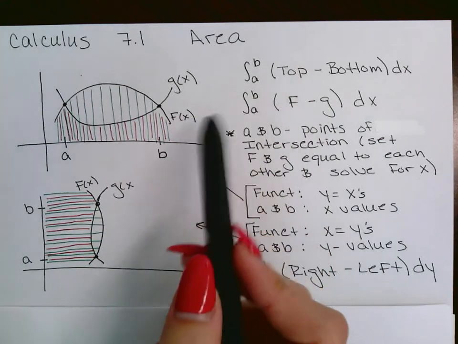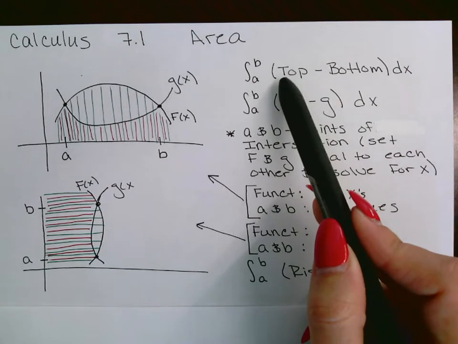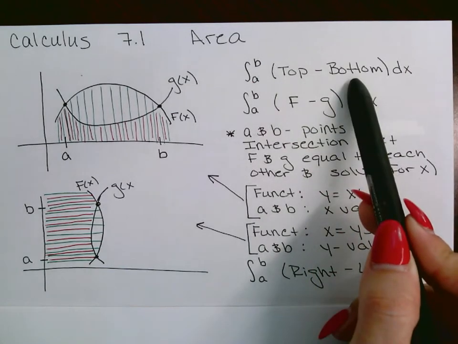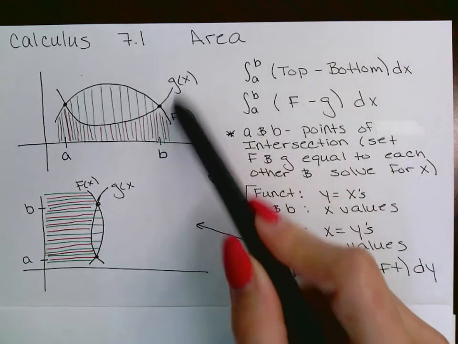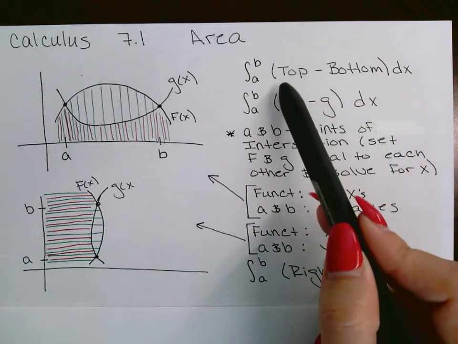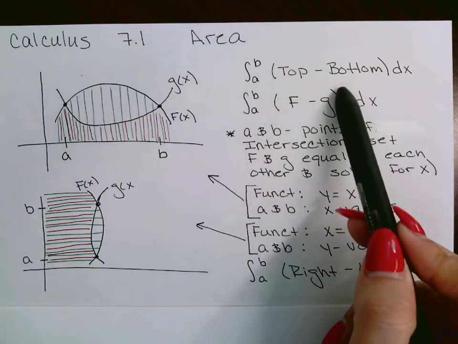So for that reason, whenever you're doing area between curves, it is the integral of the top function minus the bottom function. So here, based on what they were labeled, I put F minus G. But what I'd like you to memorize is area is integral of top minus bottom, okay?